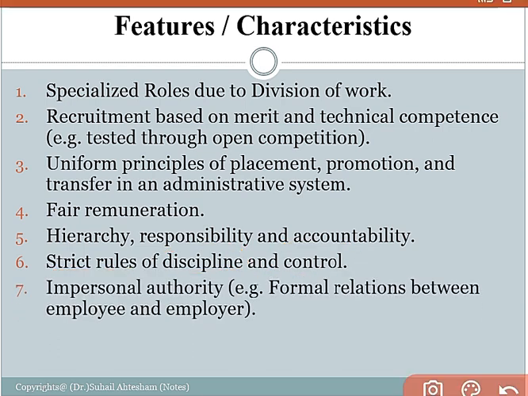Next, impersonal authority. It is related to formal relations among the employees working in the organization. Bureaucracy theory is part of the classical theories, and classical theories are related to maximum productivity, not to human relations. So that's why, in this feature of bureaucracy theory, there must be impersonal or formal relations among the employees who are working in the organization for a common objective. There must be a formal relation for every employee and employer.